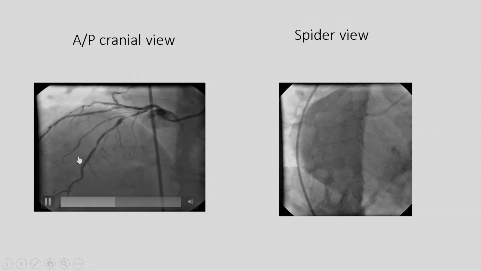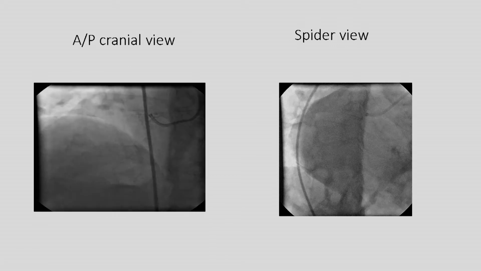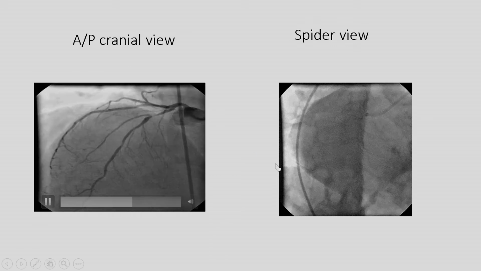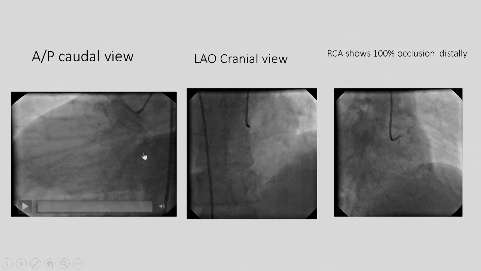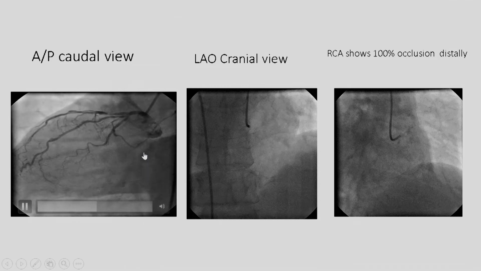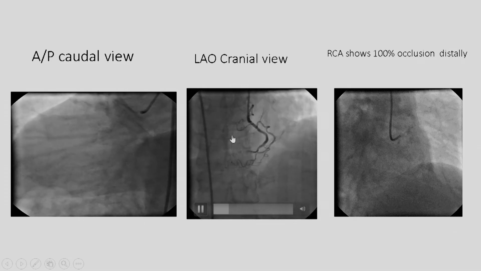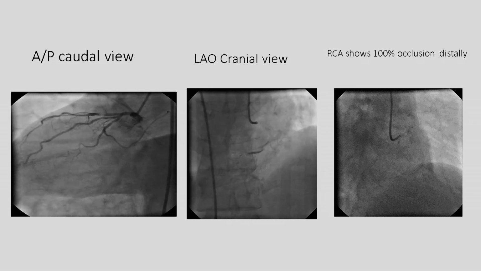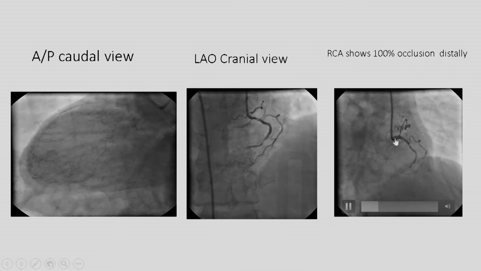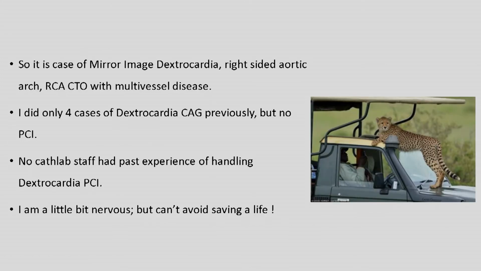This epicranial view shows the LAD is 90% occluded with stenosis in the proximal part. This is the spider view, and the epicaudal view showing the same. And the LAO view for the RCA shows that there is complete occlusion of the distal part of the RCA. So it is a case of mirror image dextrocardia, right-sided aortic arch, RCA CTO with multivessel disease.